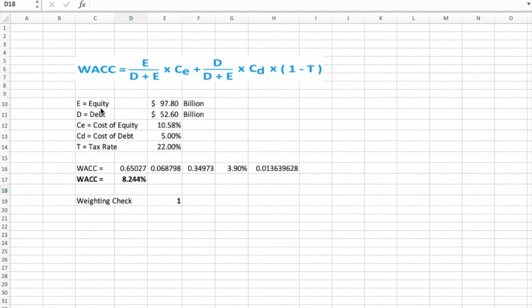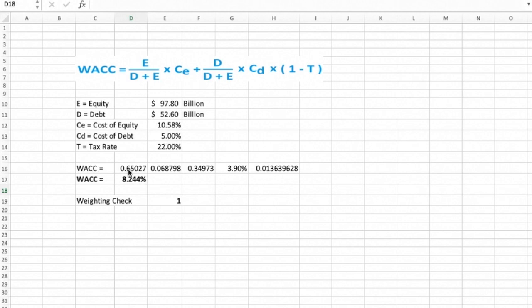So here are all the inputs that I gave you. Equity is 97.8 billion, debt is 52.6 billion. Cost of equity I gave you as 10.58%. That number, the cost of equity, is something you can solve for using the capital asset pricing model, the CAPM, that I talk about in other videos. That's basically how you can get a good idea of the cost of equity. Cost of debt is just the face value of debt, whatever that cost is, and then the tax rate is what the tax rate is for the company. In this case, it's 22%. Cost of debt is 5%.